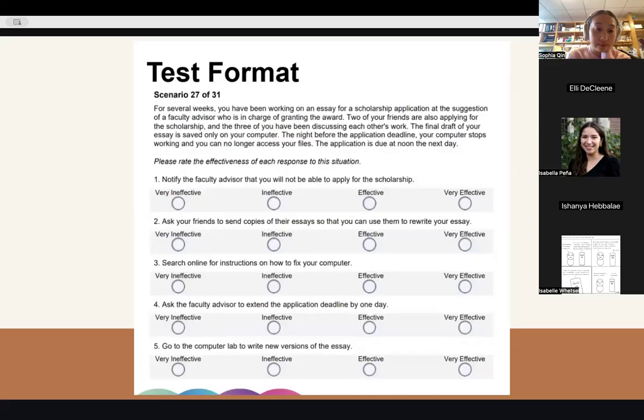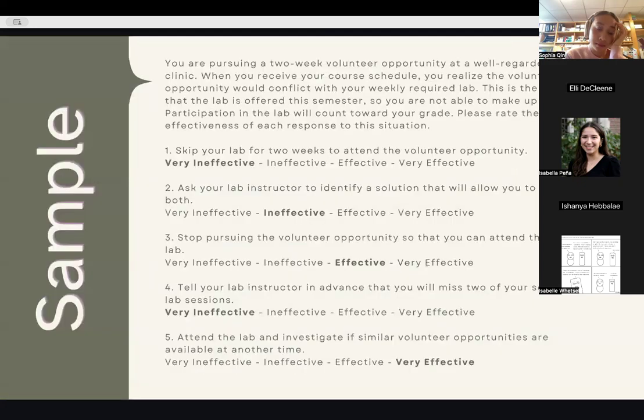So as she mentioned, it's based on what you feel each numbered response would be, and how effective those would be in each situation. Does the format itself make sense in how you're going to be seeing these questions? Okay. So let's look at another sample, and we'll share this presentation if you want to go back, but we'll just do this one together.